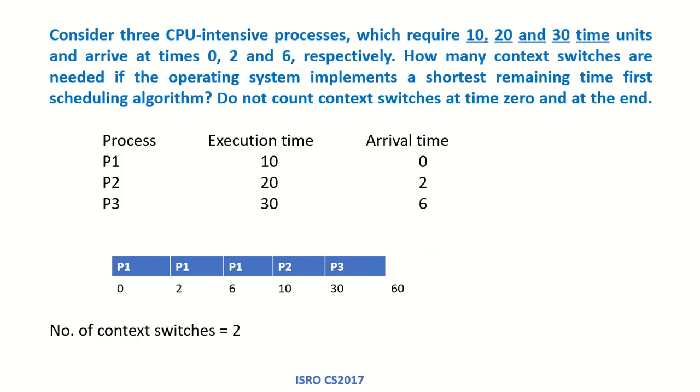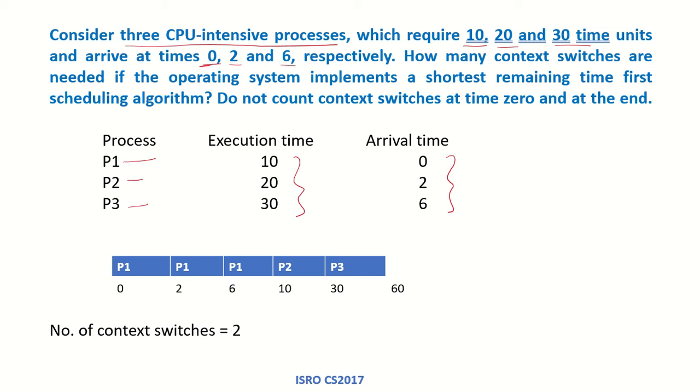Now we're going to take another example. We have 3 CPU intensive processes which require 10, 20 and 30 time units, and they arrive at time 0, 2 and 6 respectively. So we have these 3 processes, P1, P2, P3. Their execution times are given here and their arrival times are also given over here.